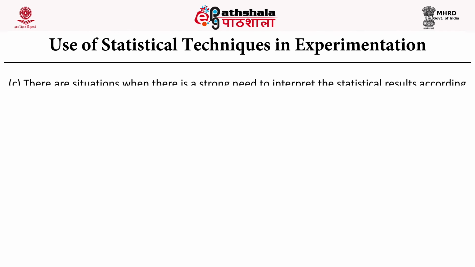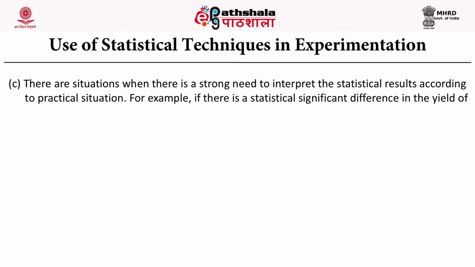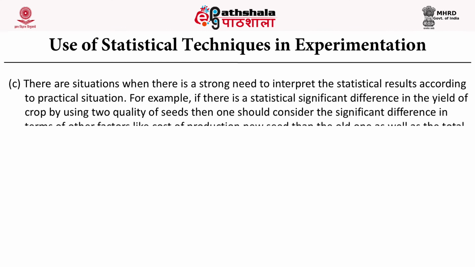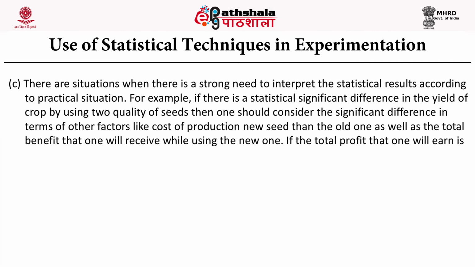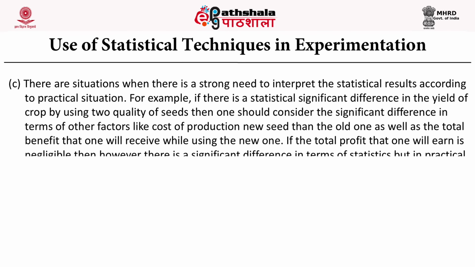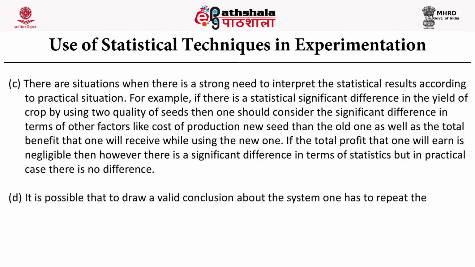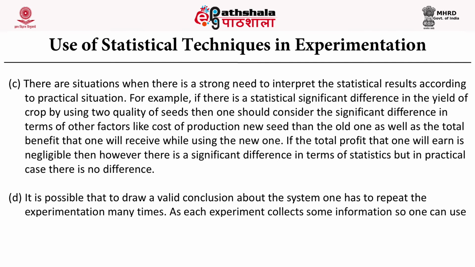There are situations when there is a strong need to interpret the statistical results according to the practical situation. For example, if there is a statistically significant difference in the yield of a crop by using two qualities of seeds, then one should consider the significant difference in terms of other factors like the cost of production of the new seed compared to the old one, as well as the total benefit one will receive while using the new one. If the total profit one will earn is negligible, then however there is a significant difference in terms of statistics, in practical cases there is no difference.